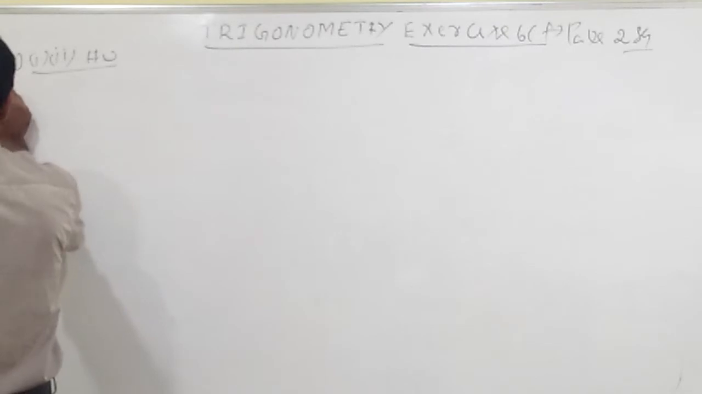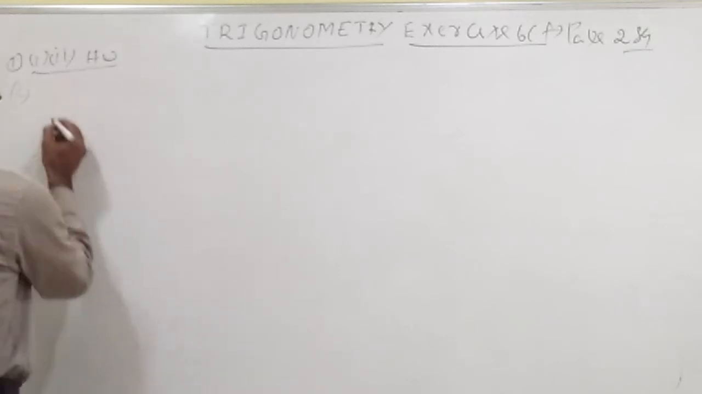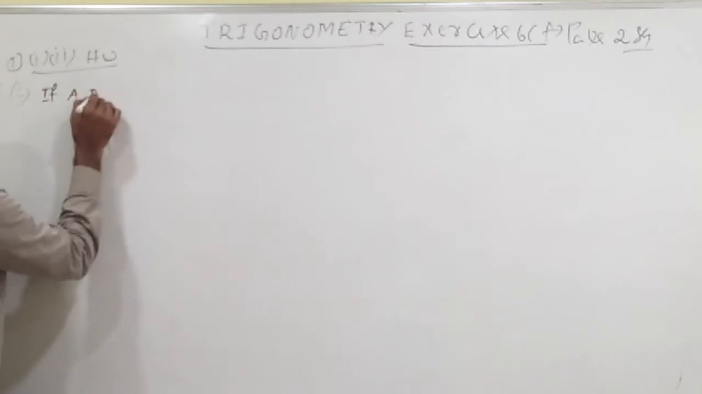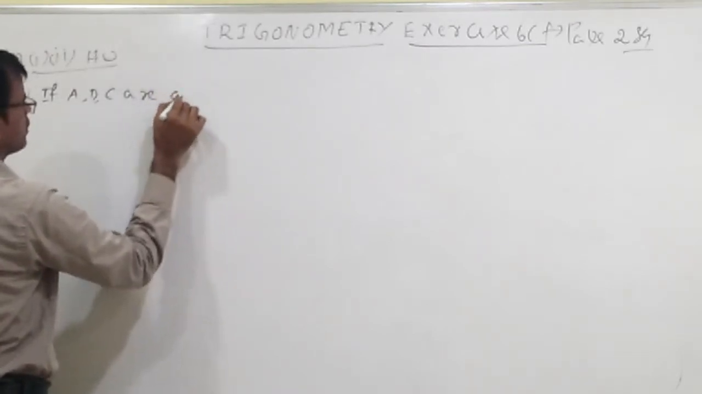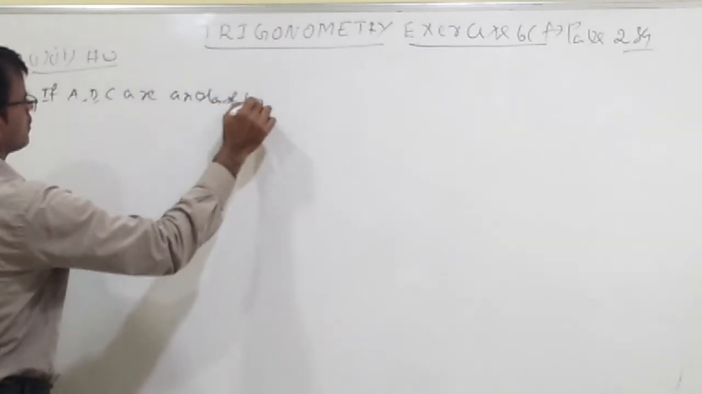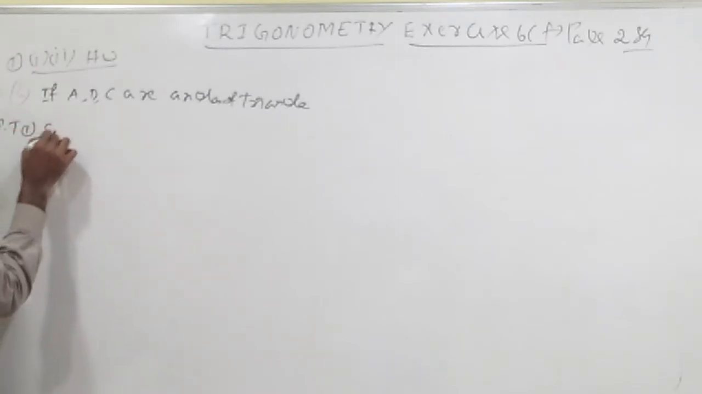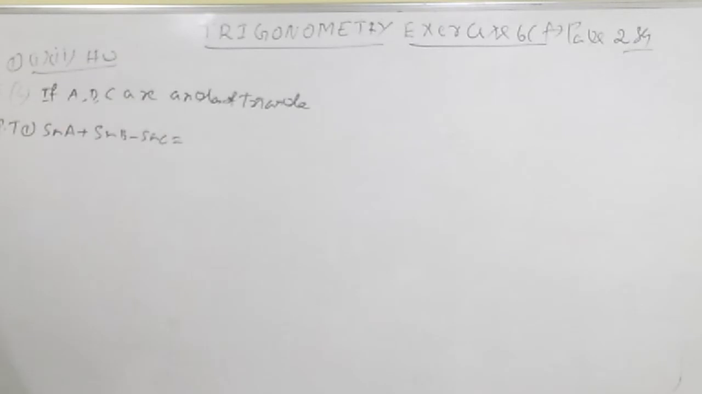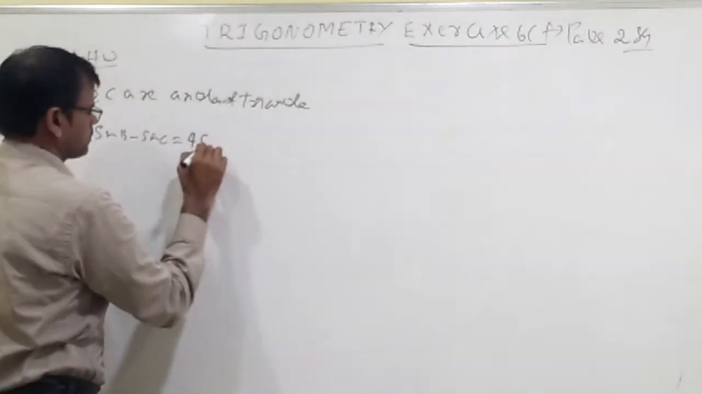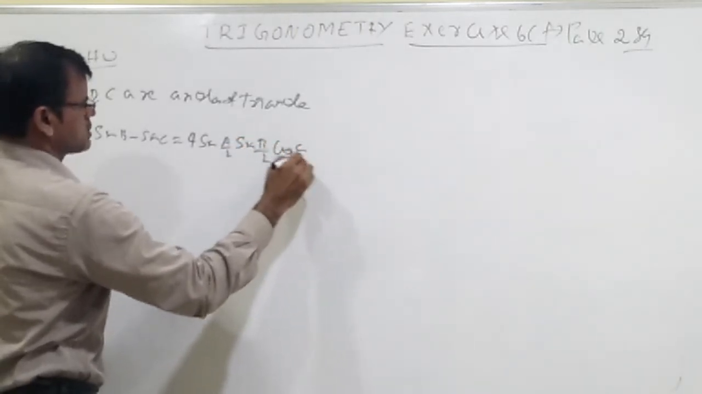Roman number 1, second question. If A, B, C are angles of a triangle, then prove that sin A plus sin B minus sin C is equal to 4 sin A by 2 sin B by 2 cos C by 2.